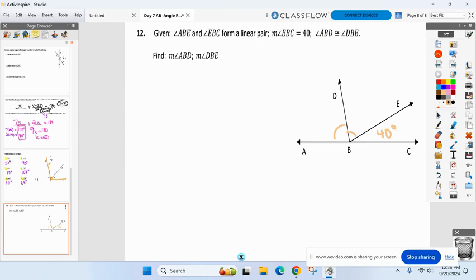You see all 3 of those angles up there, the 40 and the 2 congruent ones, right? They add up to 180 because they form a straight line. So I do 180 minus the 40 I already have, gives me 140 degrees left over, so between the two congruent angles, 70 each.